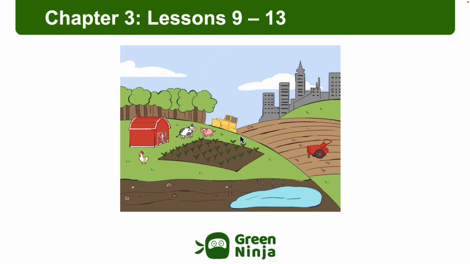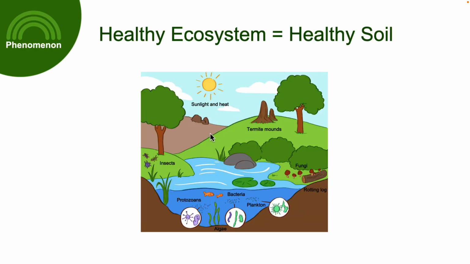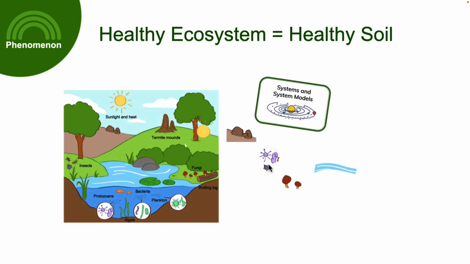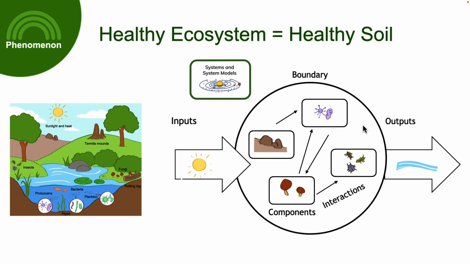Welcome to Chapter 3. We'll be using this image of a landscape to illustrate the concept that a healthy ecosystem equals healthy soil. Now, an ecosystem is a great example of, well, a system. And whenever we think about a system, we should think about all the pieces in this graphic organizer. The system has a boundary where we're only considering one chunk of the world and ignoring everything else. There are inputs and outputs to the system from that outside world, the components inside the system, and interactions.